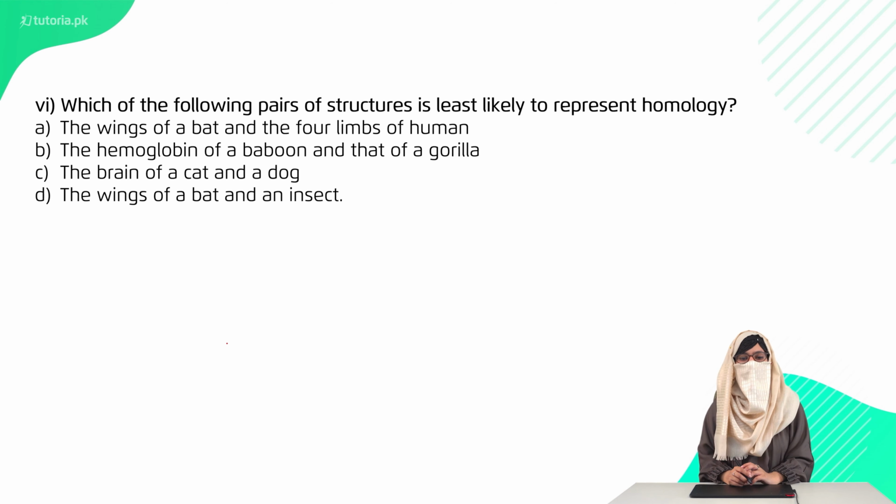Question 6 is, which of the following pairs of structures is likely to represent homology? The wings of a bat and the forelimbs of a human, the hemoglobin of a baboon and that of a gorilla, the brain of a cat and a dog, and the wings of a bat and an insect. So the analogous characters are the wings of a bat and an insect.